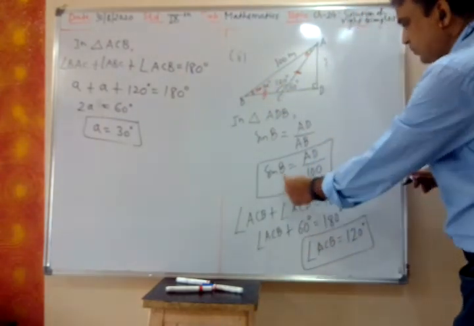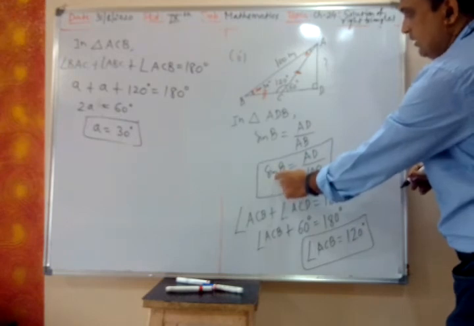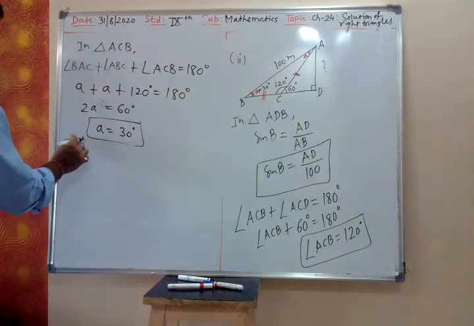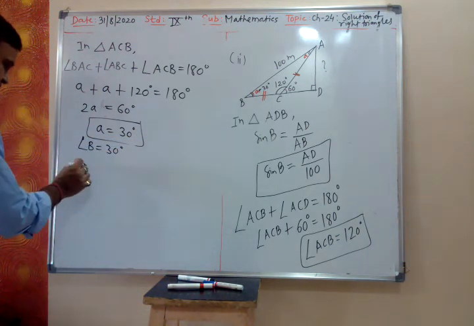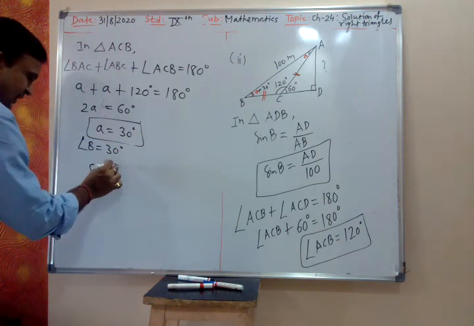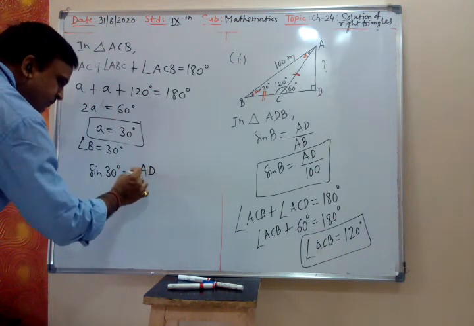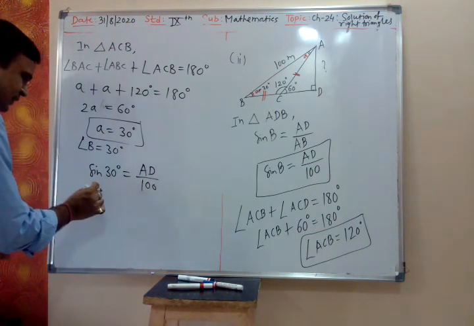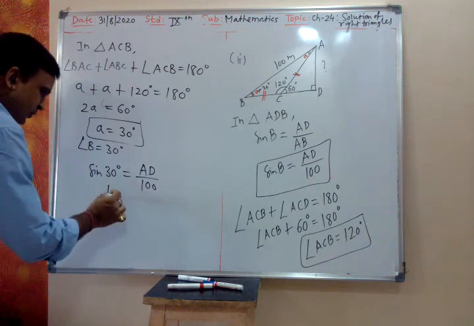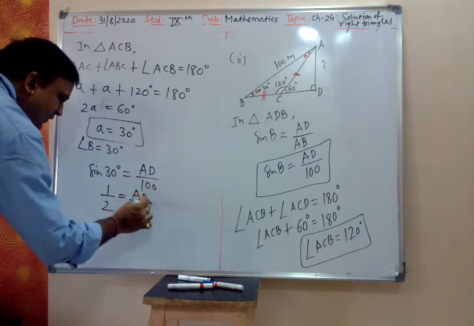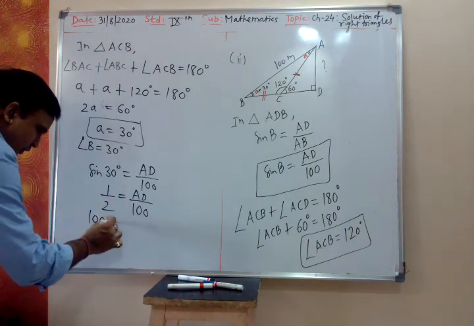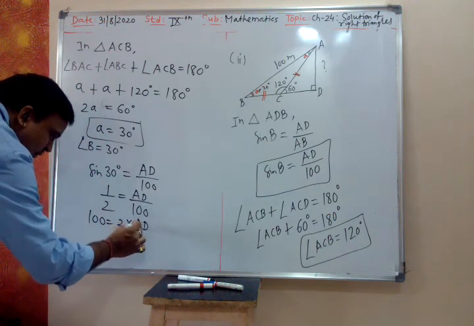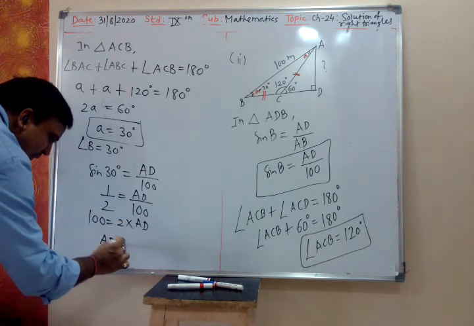So now that value I will put there. Angle B is 30 degree, so sin 30 degree is AD upon 100. But what is sin 30? Sin 30 is 1 by 2. So 1 by 2 is equal to AD upon 100. Cross multiply: 100 is equal to 2 into AD. So AD is equal to 50.